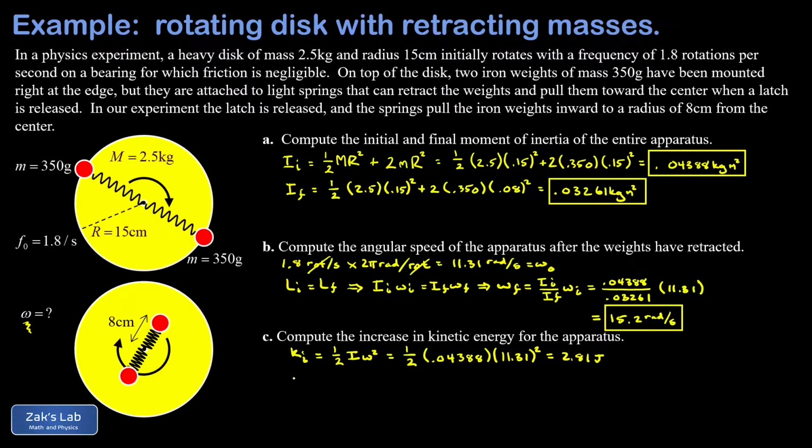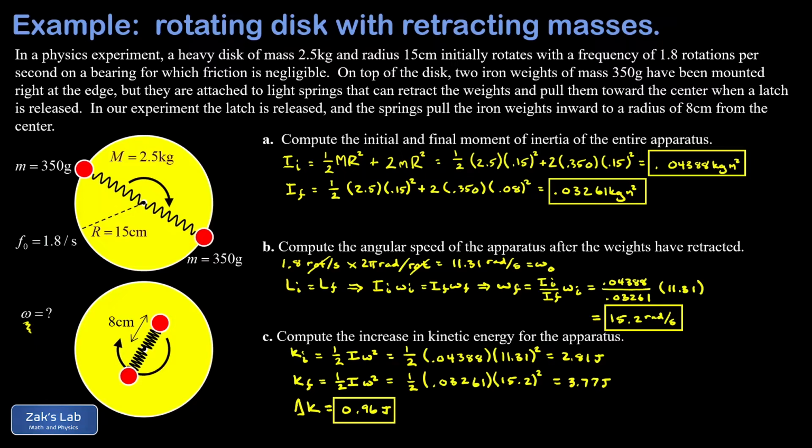We do the same thing for K final. This time the moment of inertia is less because there's more mass closer to the center of rotation. So 0.03261. And the angular velocity is greater because to conserve angular momentum, as the moment of inertia goes down, the angular velocity goes up. And when we run the numbers on this, we get 3.77 joules. So to find the increase, we take the final minus the initial, or delta K, and we end up with 0.96 joules for the increase in the energy.